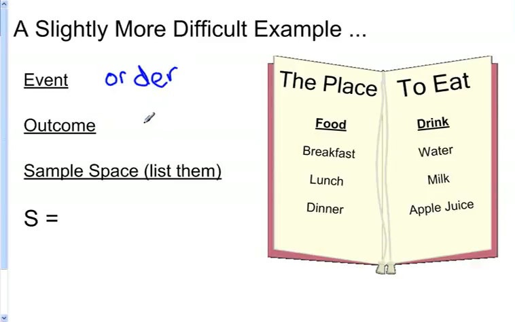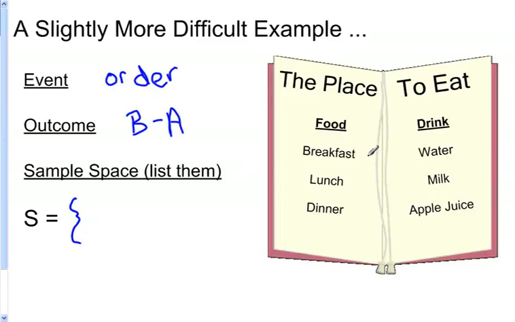The outcome would be what I choose. So maybe I order breakfast, and let's see, I felt like having an apple juice. So breakfast and apple juice. That's my order. That's the outcome. I ordered breakfast and apple juice. Okay, sample space would list everything possible that I can order, and this is a little bit of a longer sample space. Sample spaces do begin with a bracket, and then we just list off everything.